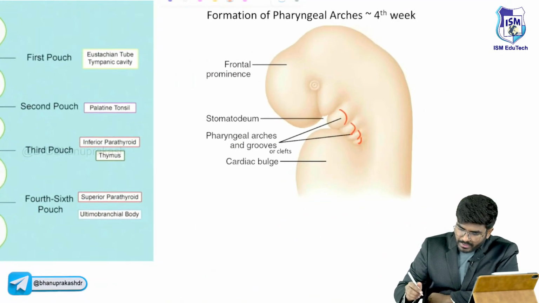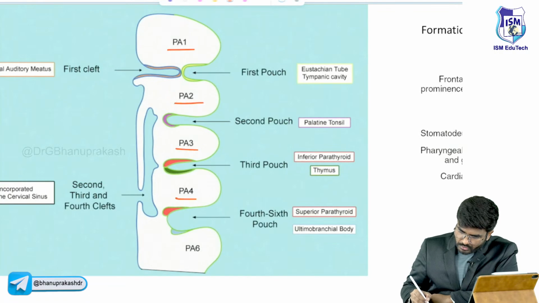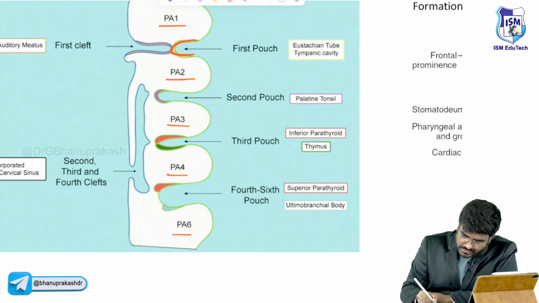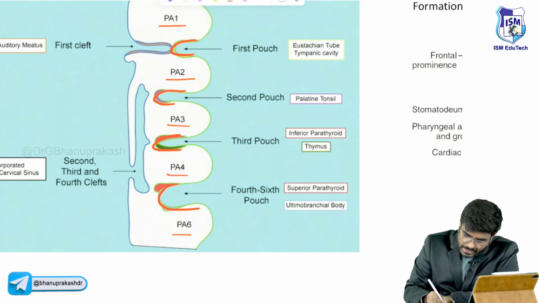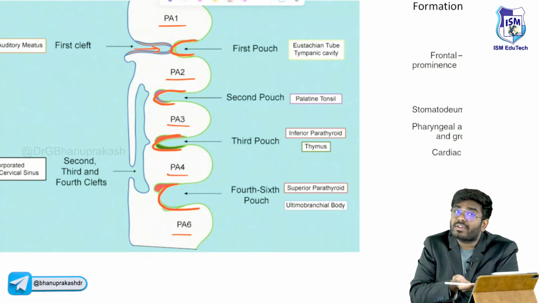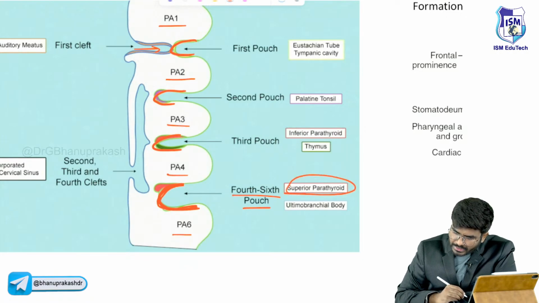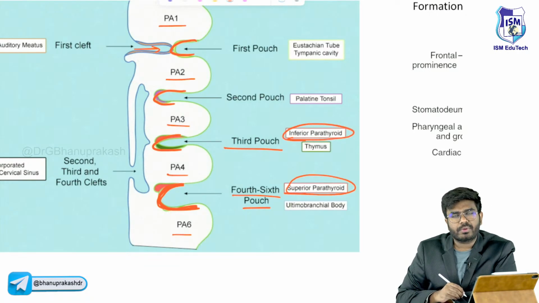For example, I'm making a cross section over here, and I'm showing you the first pharyngeal arch, second pharyngeal arch, third, fourth, and there is no fifth, sixth. These depressions which I am showing you on this side are called the pharyngeal pouches. On this side, there is the pharyngeal cleft. From the 4th pharyngeal pouch, the superior parathyroid gland develops. From the 3rd pharyngeal pouch, the inferior parathyroid gland develops.